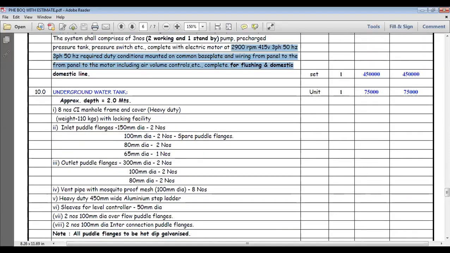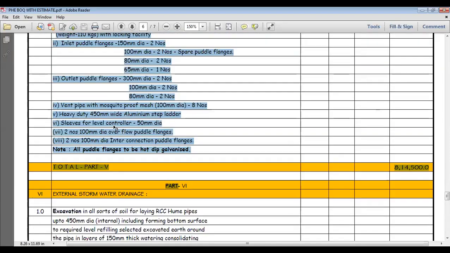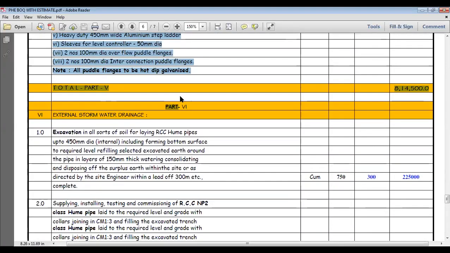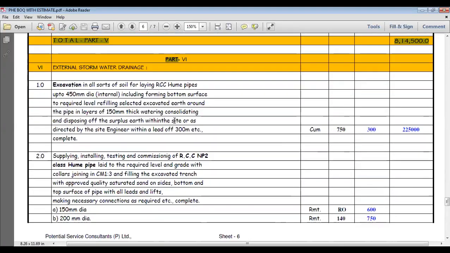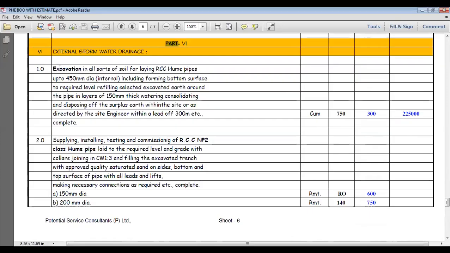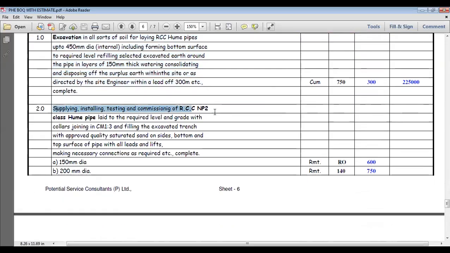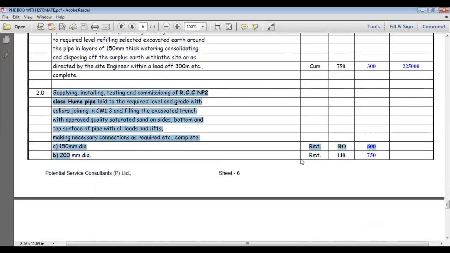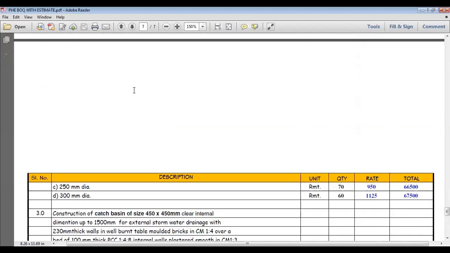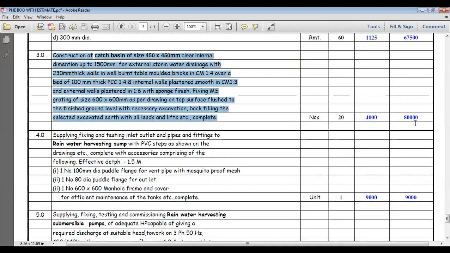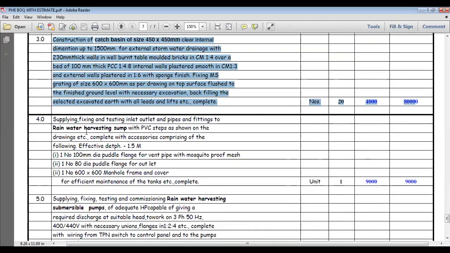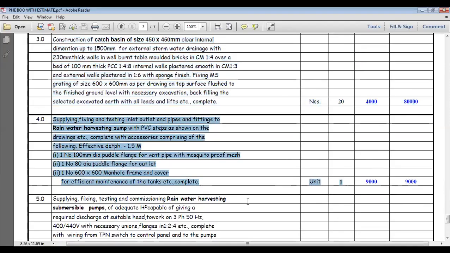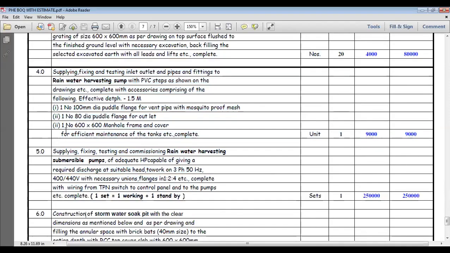Underground water tank specifications, how the underground water tank is specified. And the external flow drain also, excavation and all, the layer of soil, RCC pipe, everything they have to do. The RCC NP pipe joint specification. Catch basin, this is the specification. Rainwater harvesting sump, rainwater harvesting submersible pump. So like that.